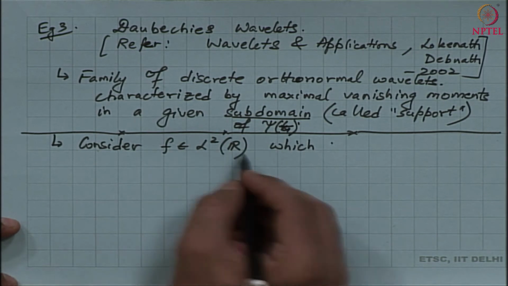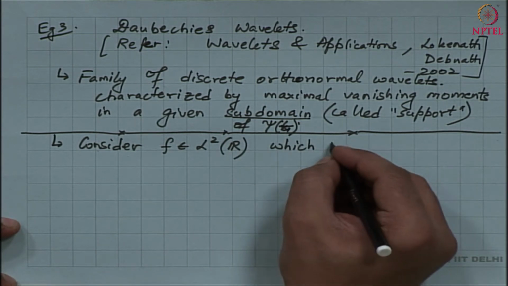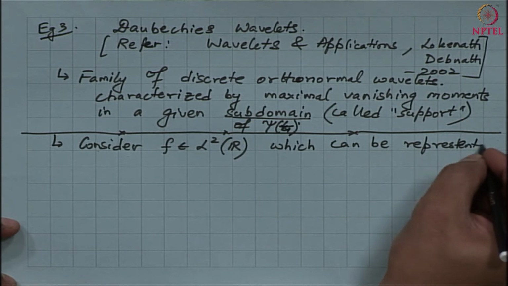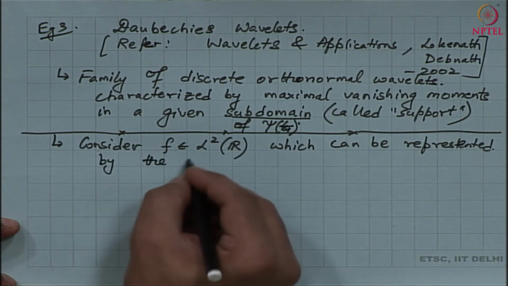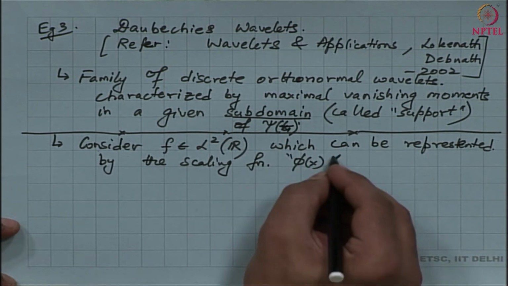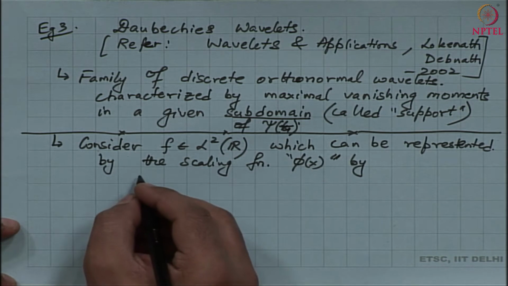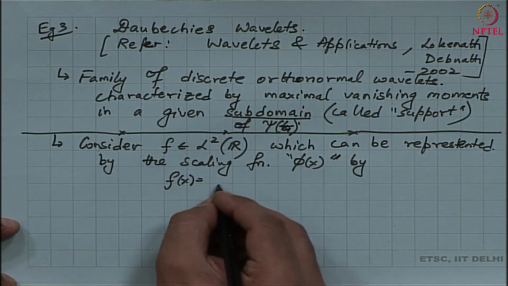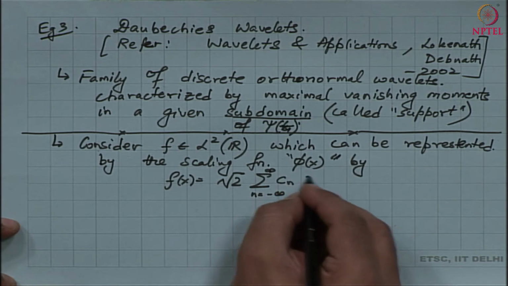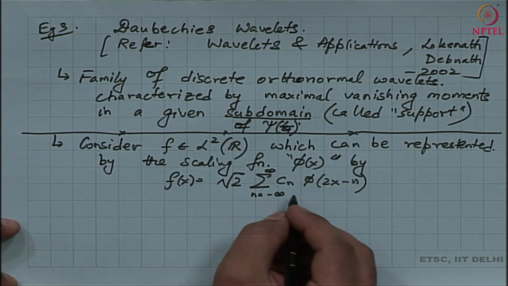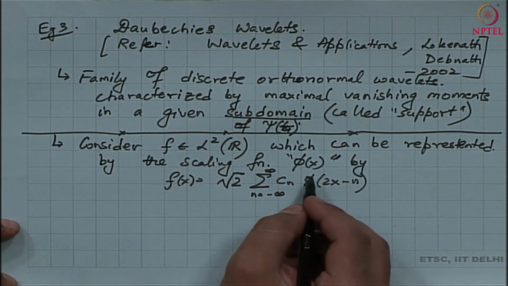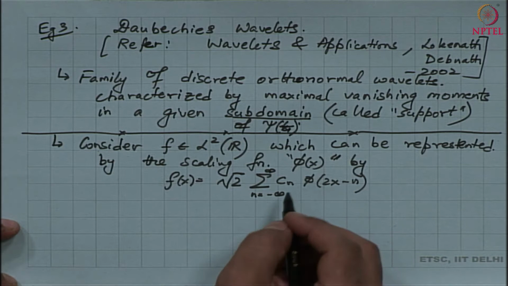So, now let us consider these square integrable functions. So, these functions can be represented, let us say, by the scaling function phi of x, by the following form. So, f of x is square root 2 times summation n from negative infinity to infinity c n phi of 2 x minus n. So, I am going to describe these scaling functions and I will use these definitions of scaling functions so that they are going to describe my Daubechies wavelets.